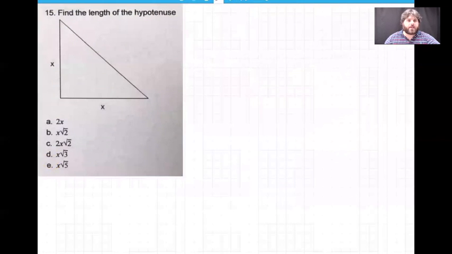All right, find the length of the hypotenuse. All right, so we're going to use Pythagorean theorem here. I guess we're assuming this is a right angle.